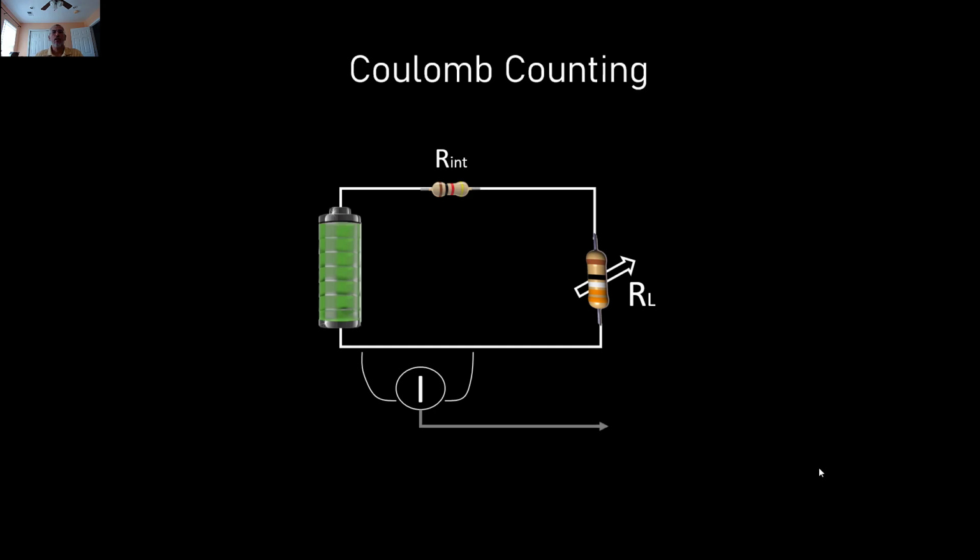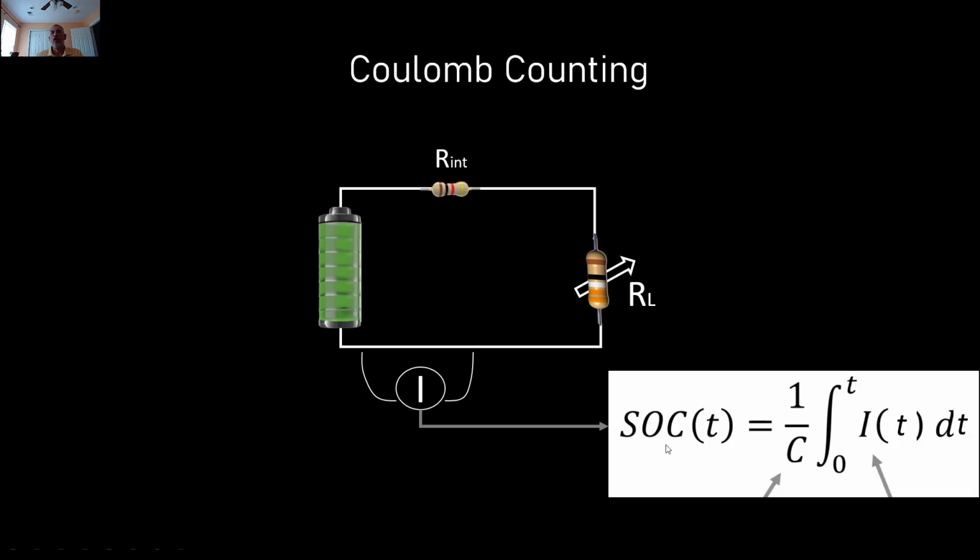Coulomb counting basically uses current integration by measuring the current using either a shunt resistor or some kind of Hall effect sensor. The state of charge is calculated using this formula here during a lapse of time, where C represents the total capacity and I is the current. In Coulomb counting, the state of charge value is obtained by integrating the current on the time axis.